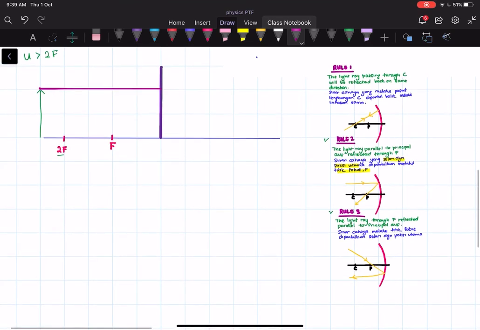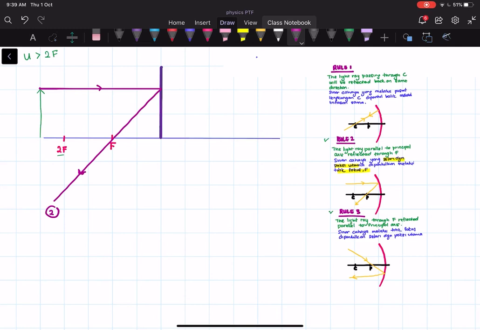And then from there, what happens? The ray is reflected passing through the F point. So from here, I'm going to draw a line passing through the F point. Okay, so that's my first ray using rule 2. Now, I'm going to draw another ray by using rule 3.